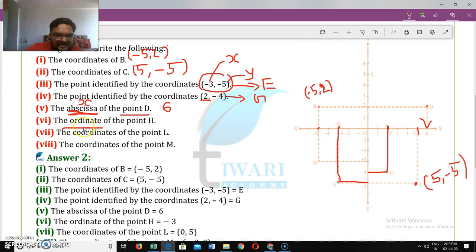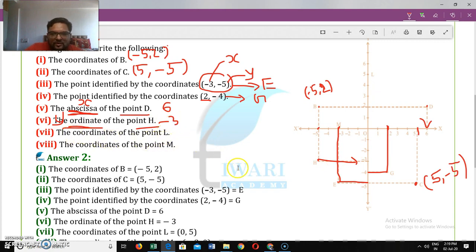The ordinate means y. We have to talk about the y value of point H. So where is point H? Here is H. We have to say its y value. The y value is this, minus 3. So we can write it here, minus 3.